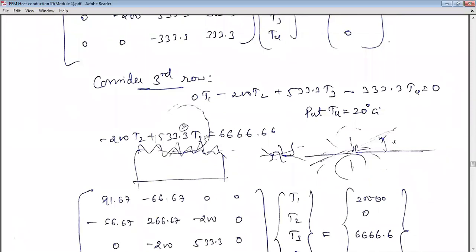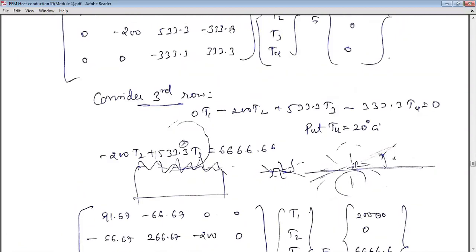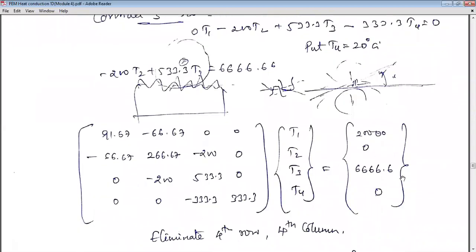T4 is taken out because you have used the effect of T4. T4 is 0. That is going to affect the load vector. So what is that load vector? You will get 666 and you will get T4 0. You have to write this equation for third row is modified. Third row is modified. Accordingly, you will get this number.